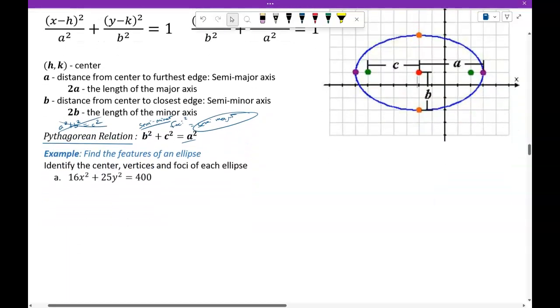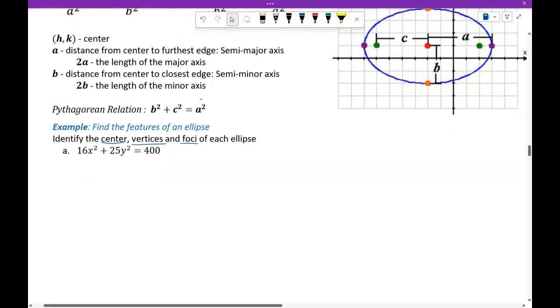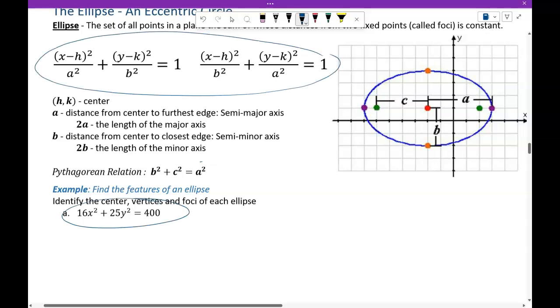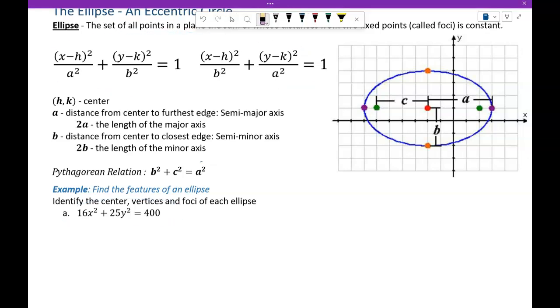So what we can do is, once we understand our formula, we can identify the features of our ellipse. And what we're going to do is look at finding the center, the vertices, and the foci of each ellipse. Now, like with our previous problems, we were given equations in general form, and this does not look like either of these. And so we have to do the process of completing the square.